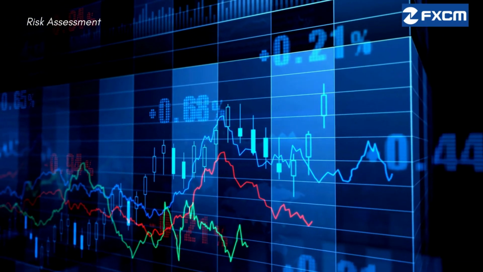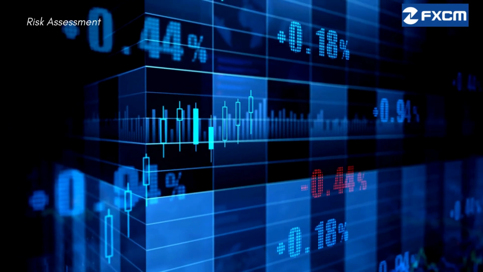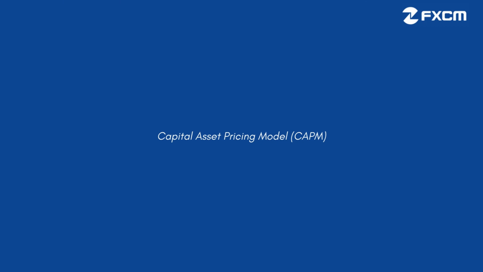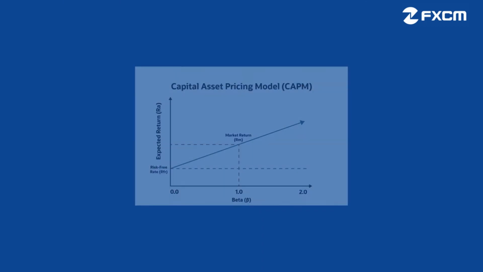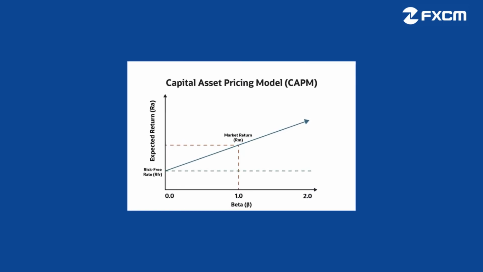Risk assessment. By understanding beta, traders can predict how an instrument might perform during market fluctuations, aiding in decision-making during volatile conditions. Capital Asset Pricing Model, CAPM. Beta is central to CAPM, which calculates an asset's expected return based on its relative risk compared to the market.